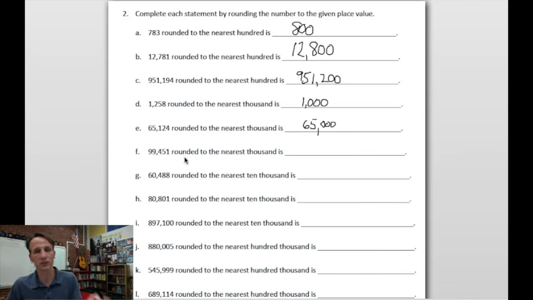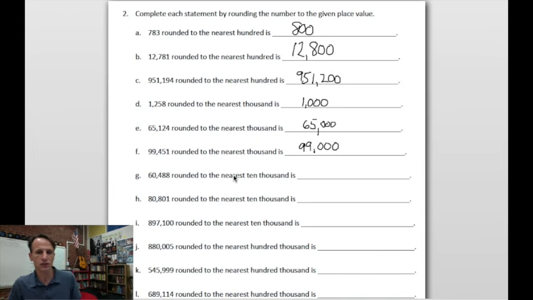And our midpoint would be 99,500. 500 being half of 1,000, and this falls below that midpoint. Surprisingly, you think they'd have us rounding up here to make it a little trickier, but no, it's going to round down to, you got it, our lower point, 99 thousands. So 99,000 is what it rounds to.